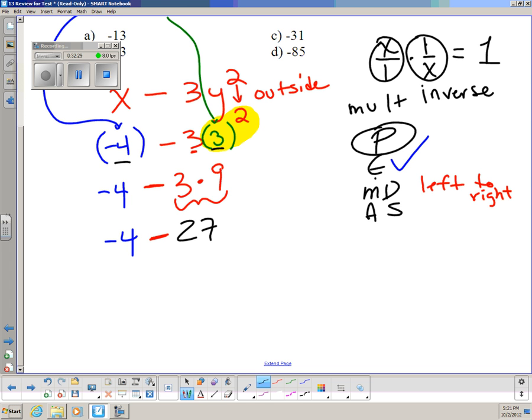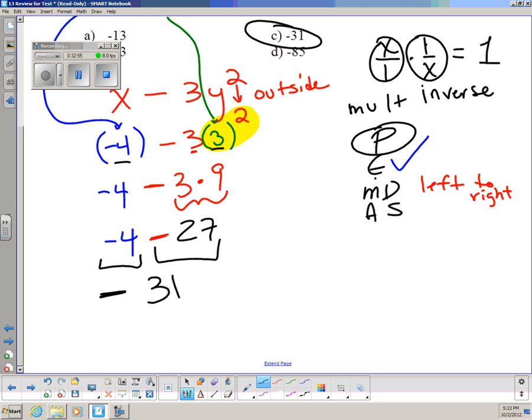And now we have one thing left to do. -4 minus 27. You can do this on your calculator. I encourage you to do that. But if you're trying to do it in your head, understand. Imagine you were playing football. Negative means you lost yards. You lost 4 yards. And then you lost another 27. Altogether, you lost, which is negative, 31.